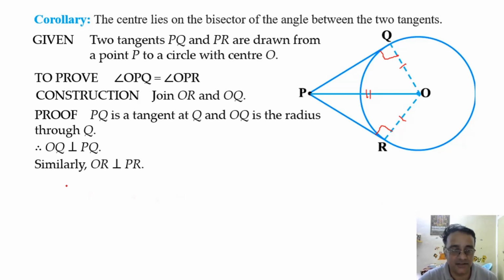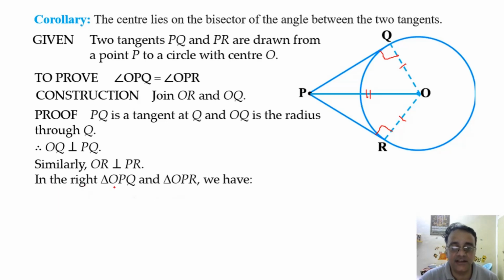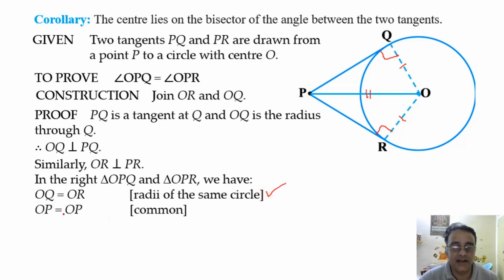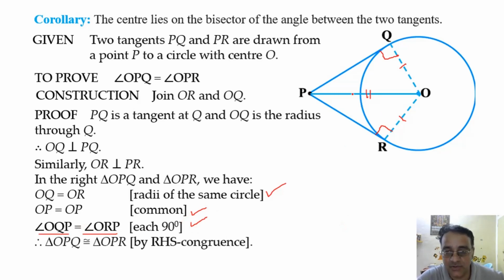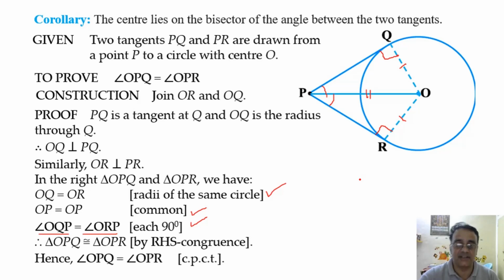So let us do the written work. In right triangles OPQ and OPR, OQ is equal to OR, radii of the same circle, and OP is common to both the triangles, and these two angles are equal, each 90 degrees. So therefore these two triangles are congruent by RHS congruence rule. Hence these two angles are equal. Why? CPCT. So this is the proof of this corollary. Any doubt in this corollary part? No, sir.